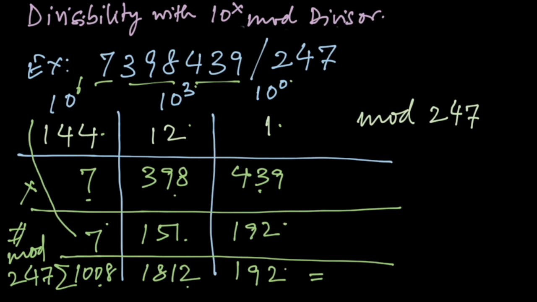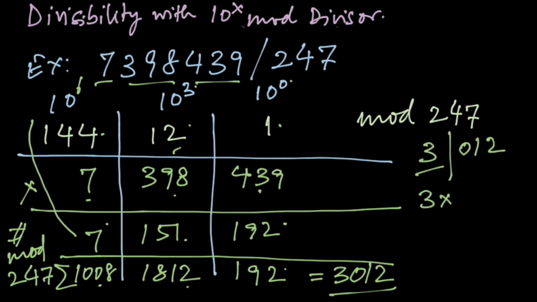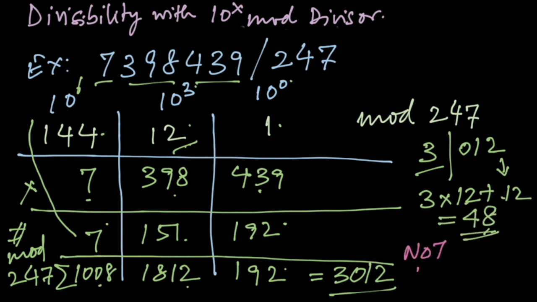Now we are going to add these 3 numbers, and we are going to get 3012. We will again follow the same thing. So 3 times 12 plus 12, which is 48. 48 is not divisible by 247, so it is not divisible.